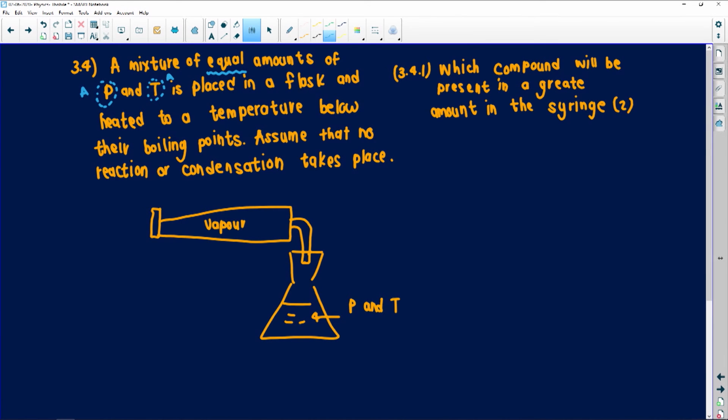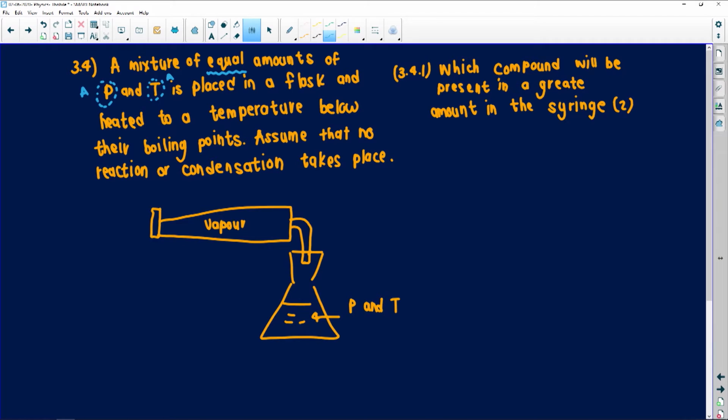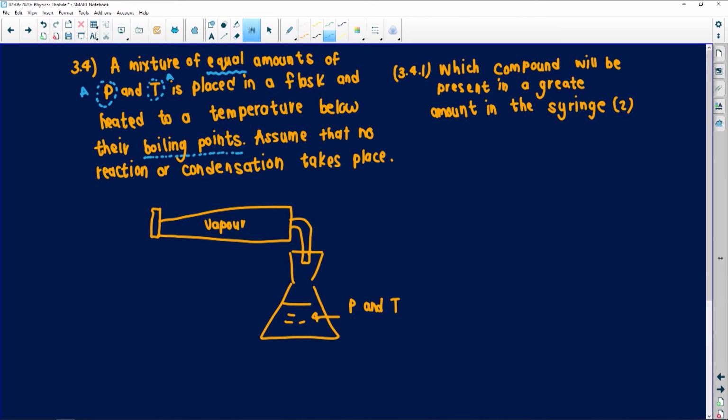Now already I know that an alcohol will have hydrogen bonds, right? It is placed in a flask and heated to a temperature below their boiling points. So if it's below their boiling points, not much really happened, because if something was to boil, then the kinetic molecular energy of the particles will increase, but if it's below the boiling points, then not really. So we must assume that no reaction or condensation took place.